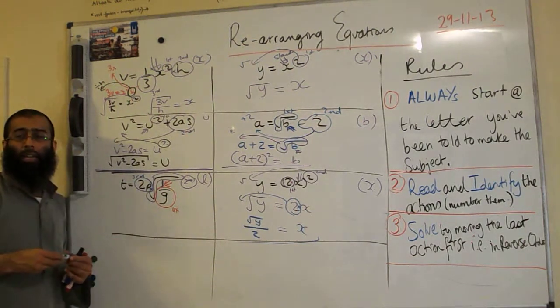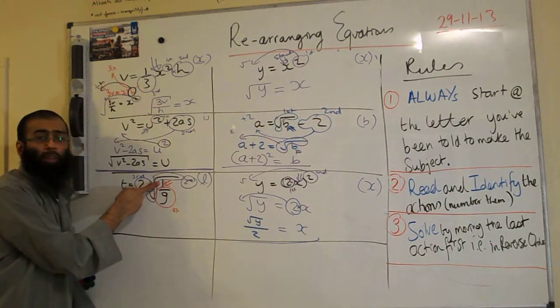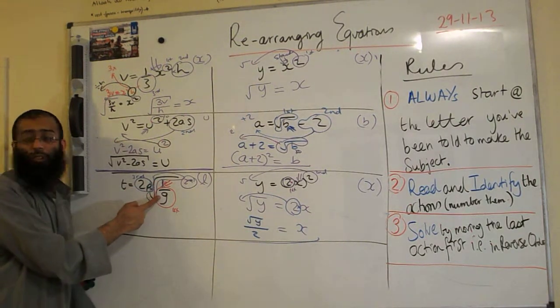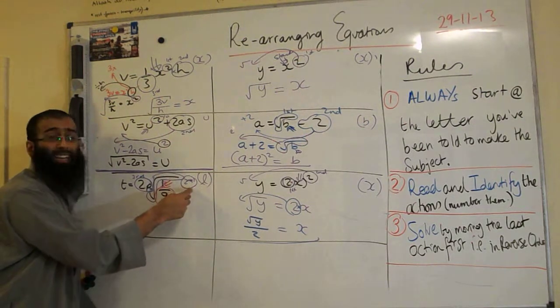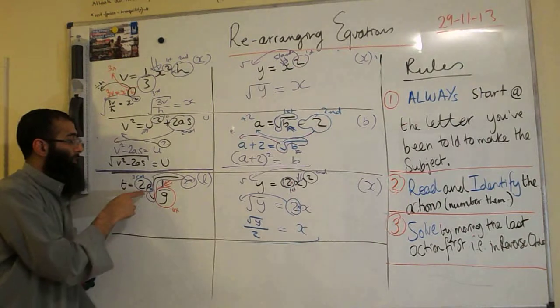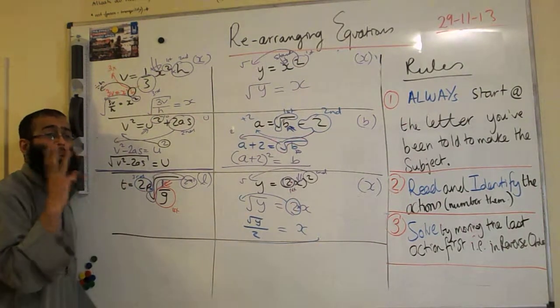So let's look at that again. We start at the L, we've got to make L the subject. L has been divided by g first of all, that's called the first action. Then all of that has been square rooted, that's the second action. Then all of that has been times by 2p, that's the third action. So we identified 3 actions.